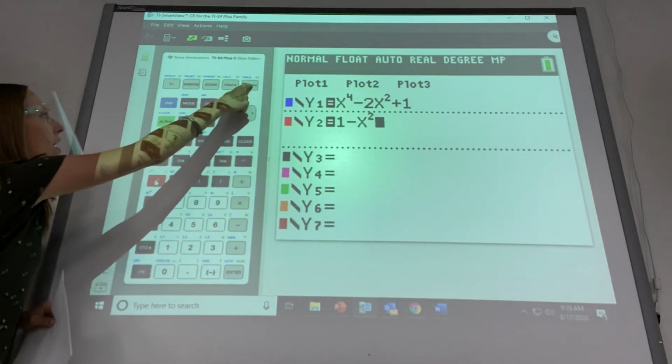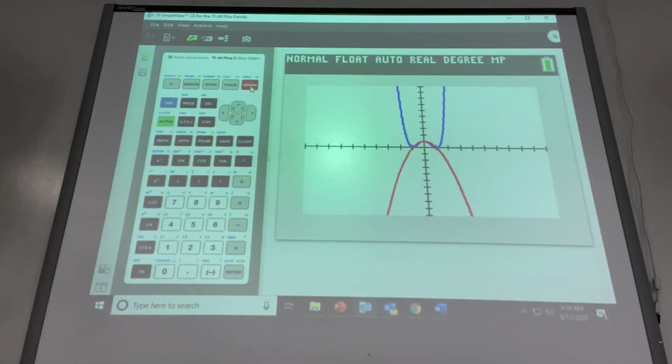Very good. Well, I'm going to graph this. Hit zoom 6 if your window is off. Remember, if you don't really see everything. And again, with these two graphs here, it's pretty clear where they're touching, but I'm going to go ahead and show you the actual intersection program that your calculator has, and it'll just do the work for you. So follow along here with me.